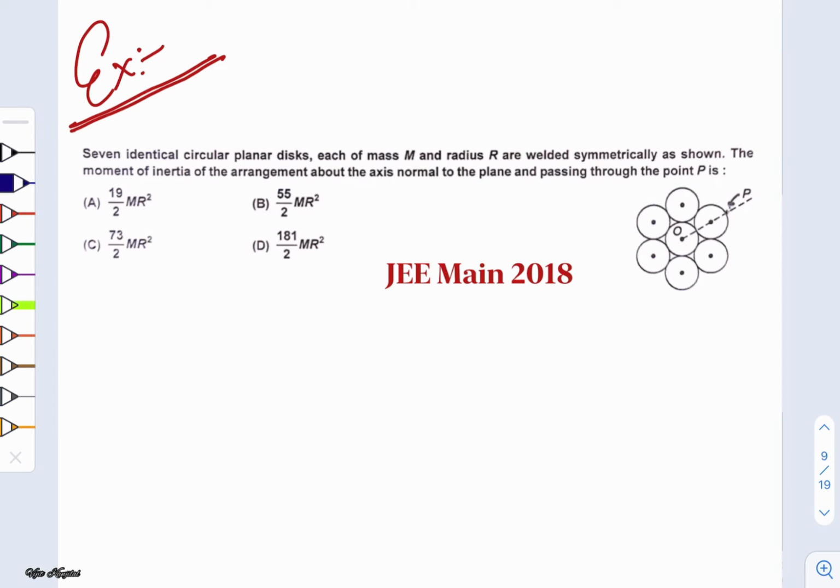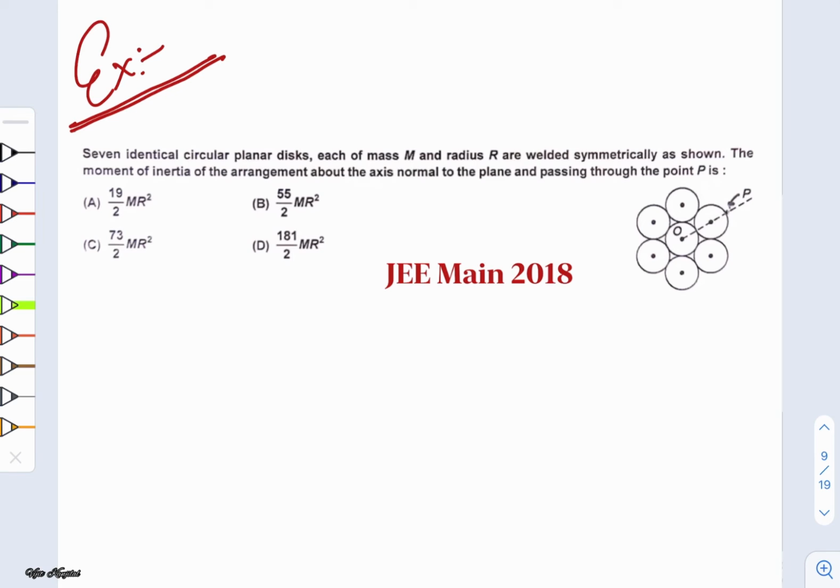So now let us try to solve this particular problem. This problem reads as: 7 identical circular planar discs, each of mass m and radius r, are welded symmetrically as shown. The moment of inertia of the arrangement about the axis normal to the plane and passing through point P is. So here we are given an arrangement which is made up of 7 identical discs, each of mass m and radius r, and we need to calculate the moment of inertia of this arrangement with respect to an axis which is passing through this point P and which is perpendicular to the plane of the screen.